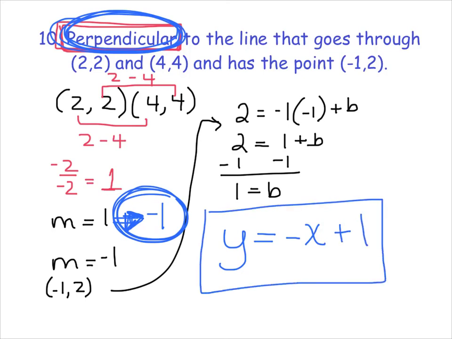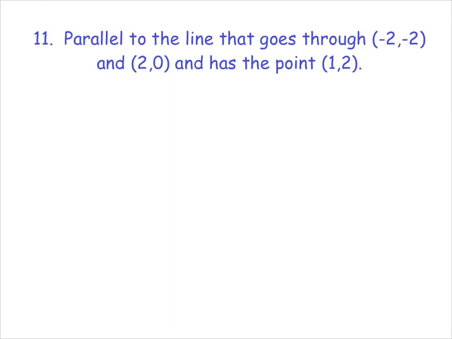That's the new equation. All right, so go back through this problem. First thing we do is find slope. This is the line that's already graphed. We want a perpendicular line to it, so we have to find the original slope, do its negative reciprocal, and then solve for b just like we've been doing. All right, number 11 on your own.